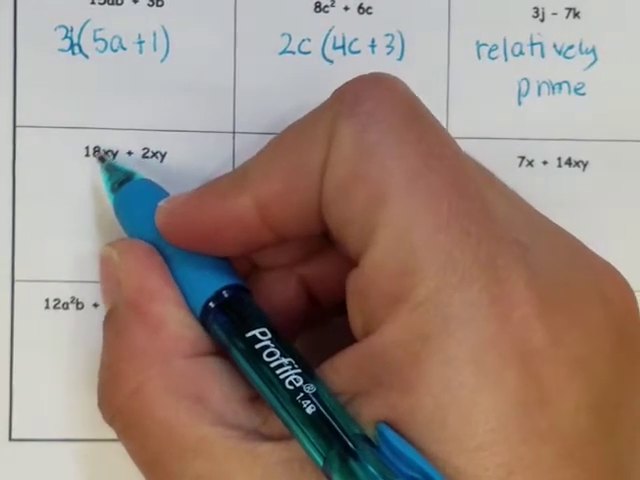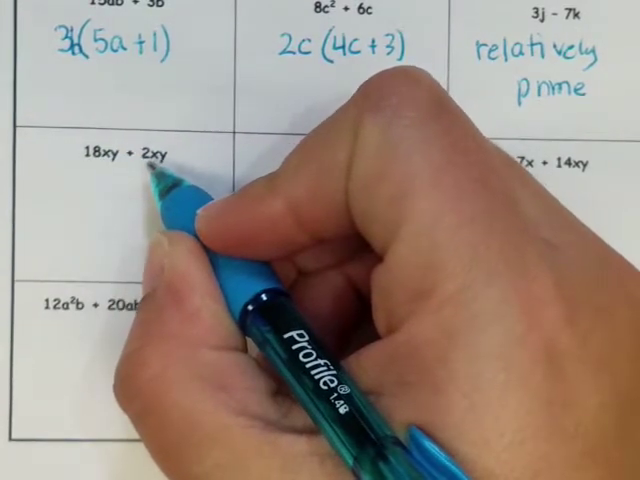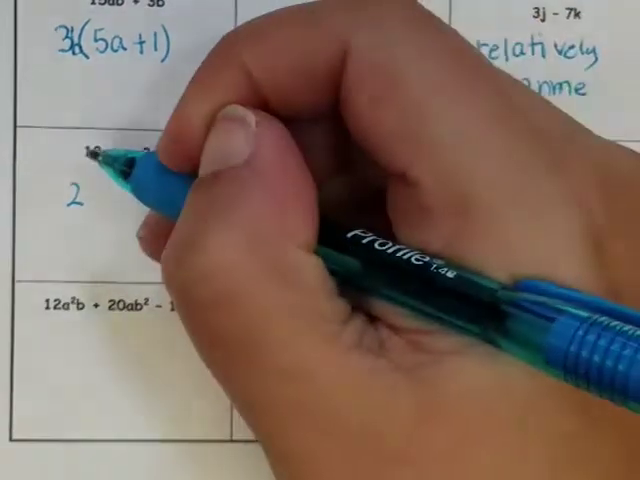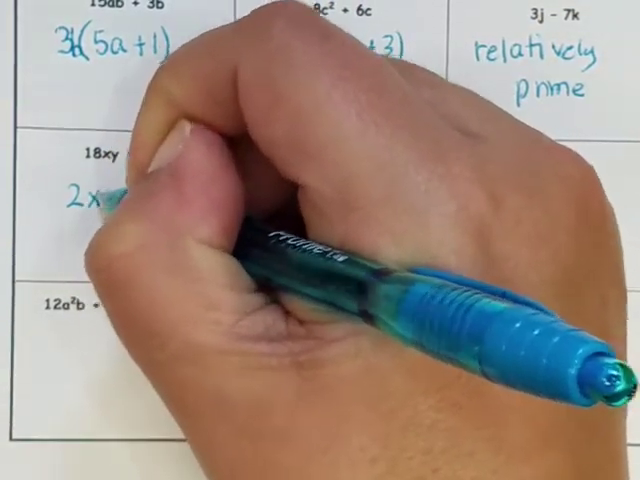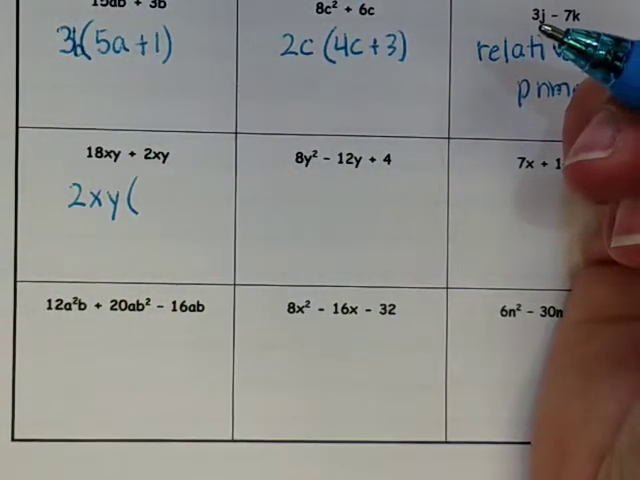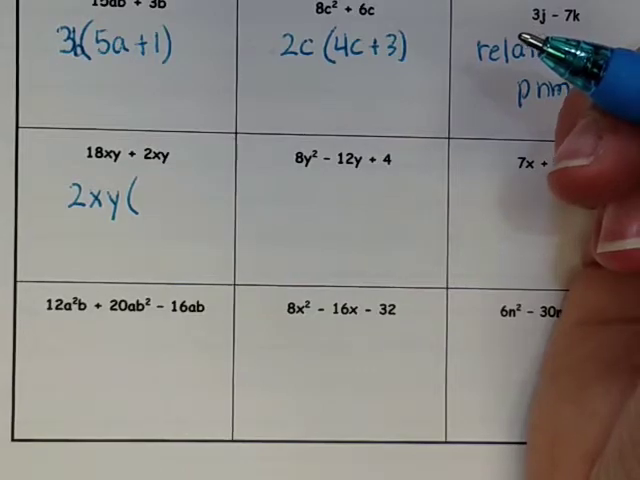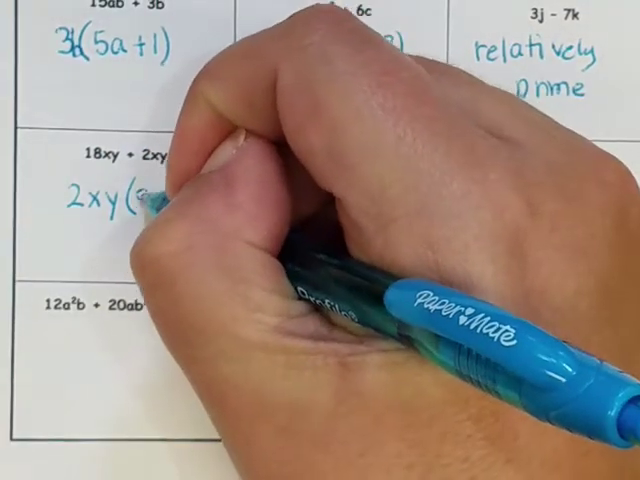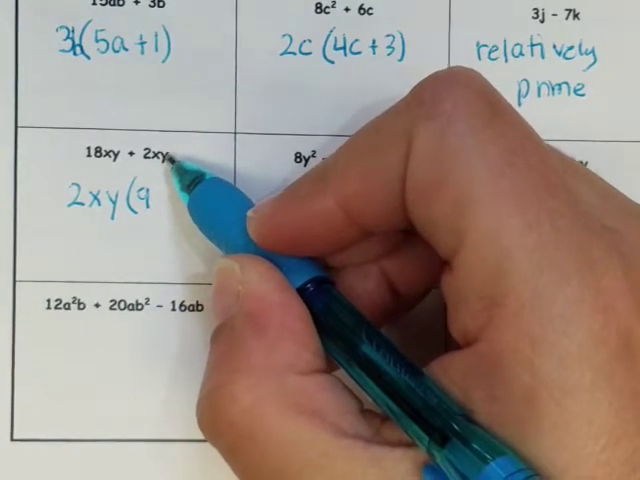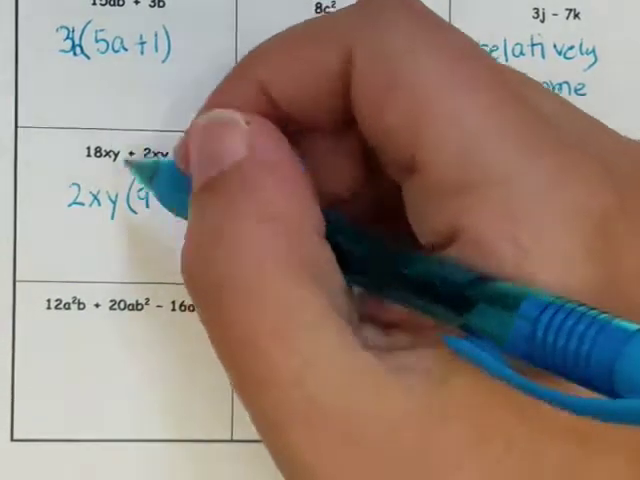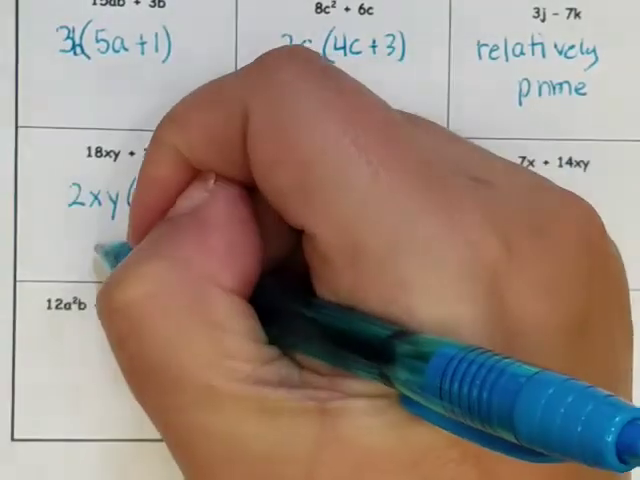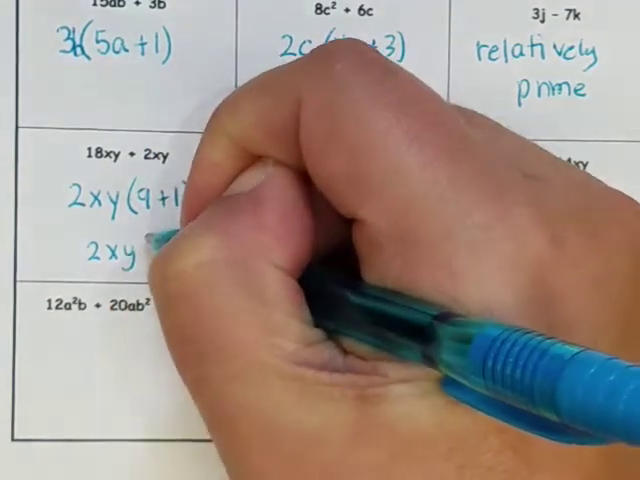All right, let's look here at this number, 18 and 2. What's the biggest number they both have in common? 2. Do they have any variables in common? Yes, they do. They have an x and they have a y. So 2xy times what gives you 18xy? 9. 2xy times what gives you 2xy? 1. And then you can actually combine those terms and it becomes 2xy times 10.